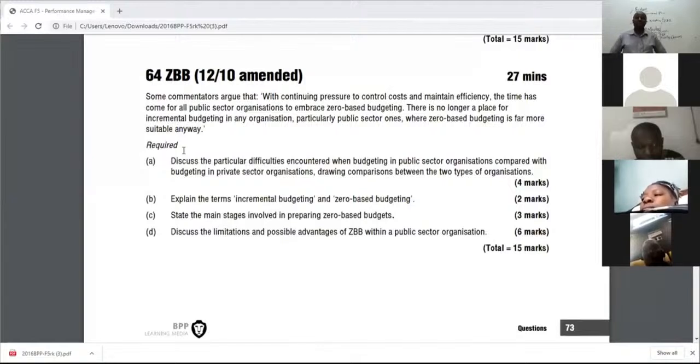Very many counties will do very wonderful budgets, and when they take them to the county assembly, they are not even accepted. What do you think is a major challenge of coming up with a budget in a public sector organization, like a parastatal, like a ministry, like a county? What is the major challenge of budgeting in a public sector organization?